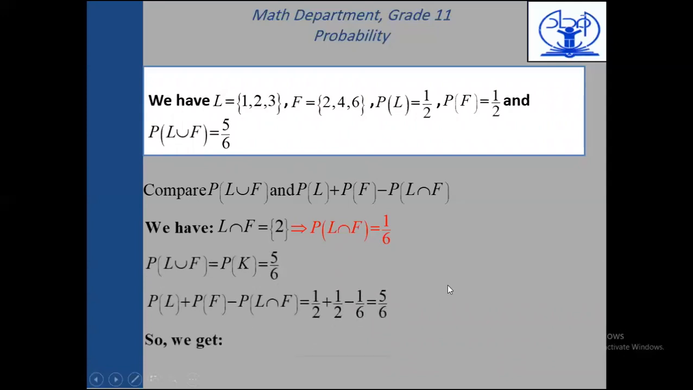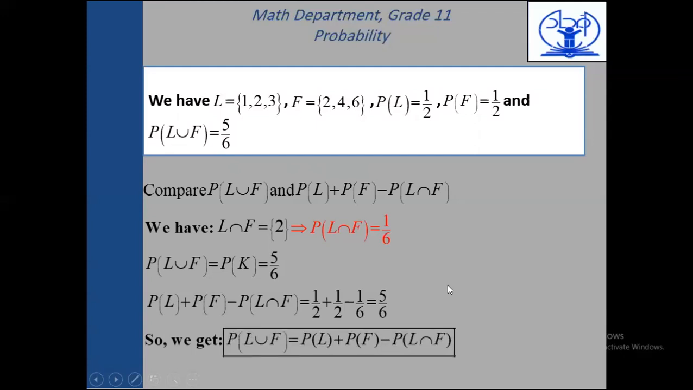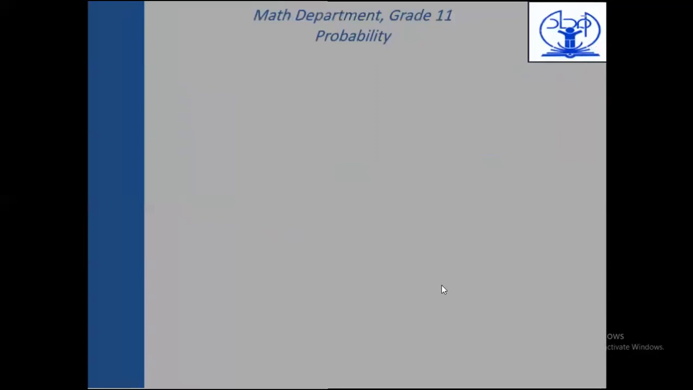And the most important formula that you need to know by heart, and this formula is always true: the probability of the union, L union F, is the probability of L plus the probability of F minus the probability of the intersection. This is true for any two events, L and F, whether they are incompatible or whatever.